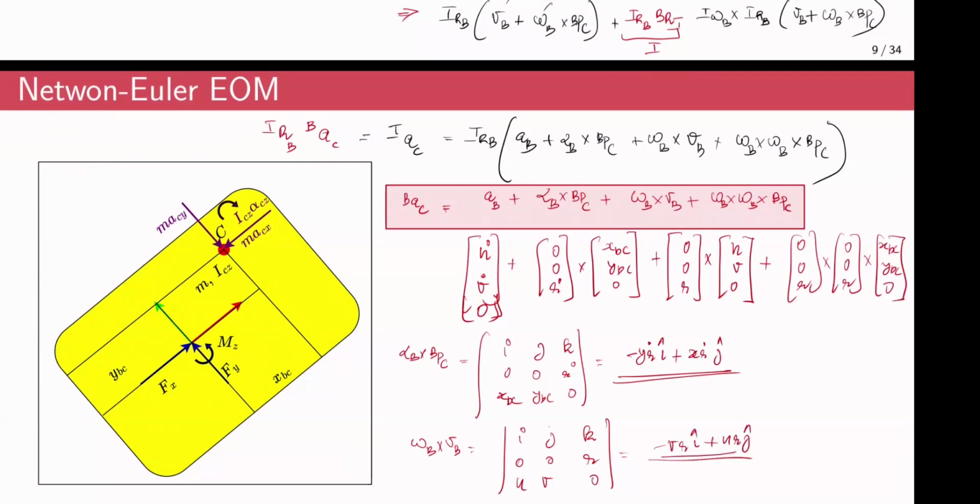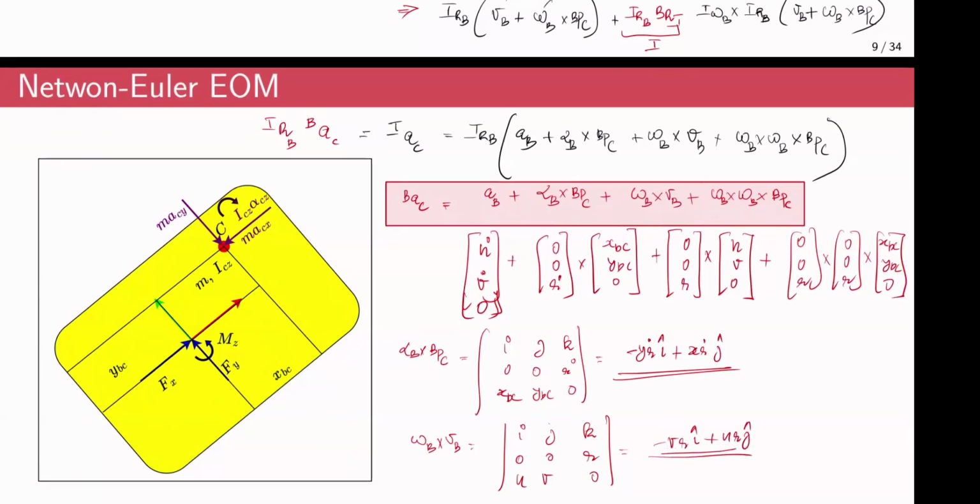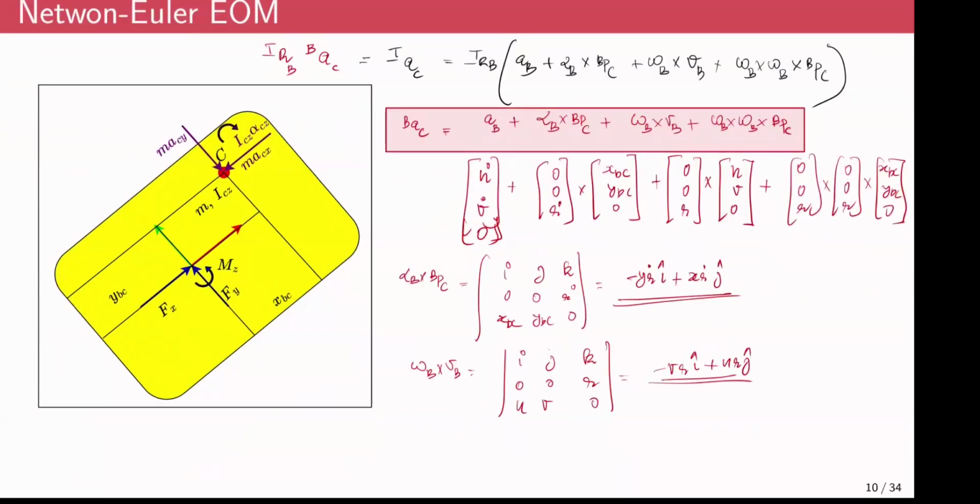Then what do we have? We have this term as well, omega_B cross omega_B cross BPC. If I expand that out, the final expression would look like minus x_BC r square I cap minus y_BC r square J cap. Right?